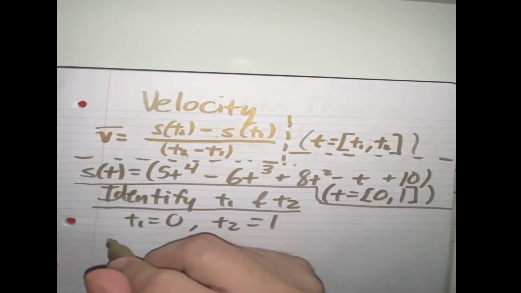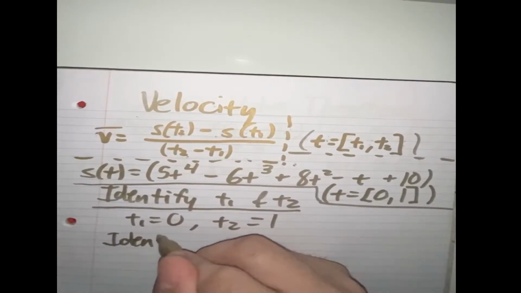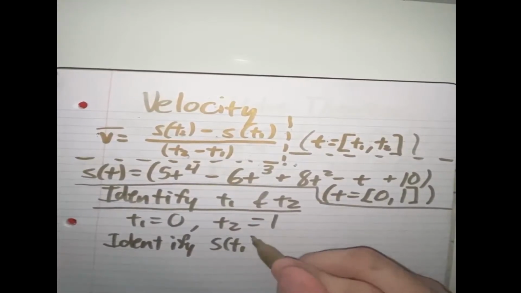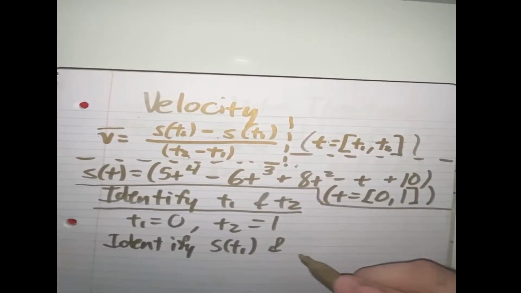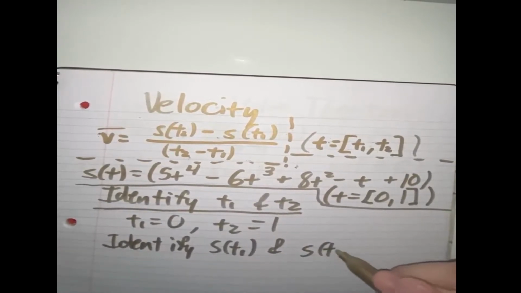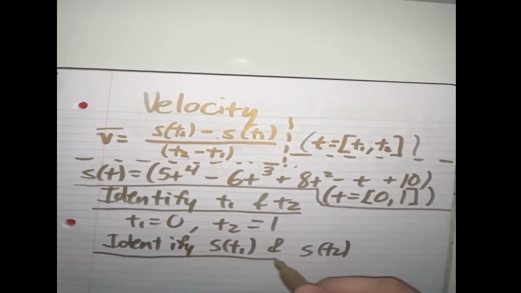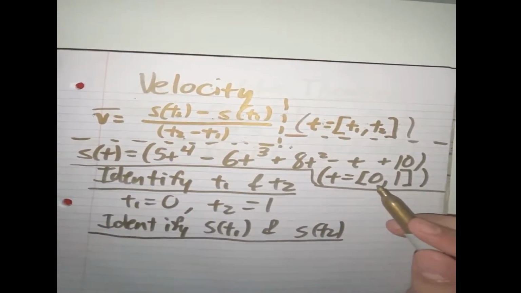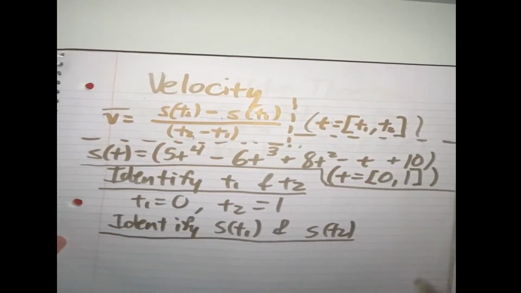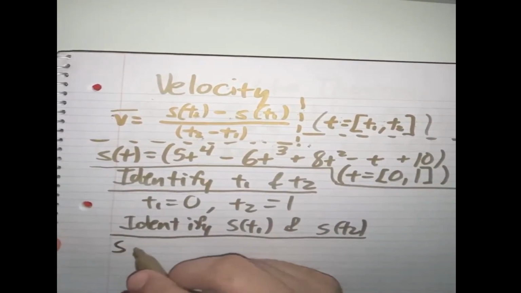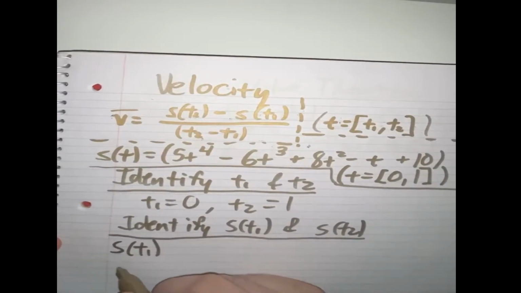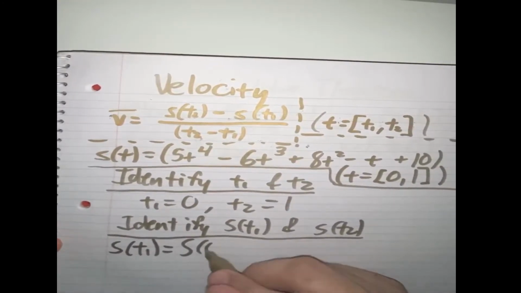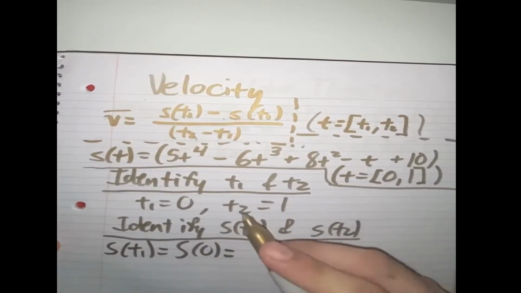The next step would be to identify S of T1 and S of T2. We can do this by simply plugging T1 into the equation and T2 into the equation. So we're going to go ahead and do that. S of T1 is equal to S of, what's our T1? Our T1 is 0, so S of 0. And then everywhere we see T, plug in 0.